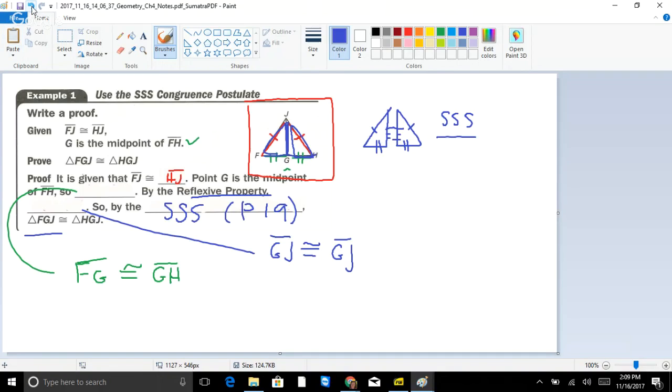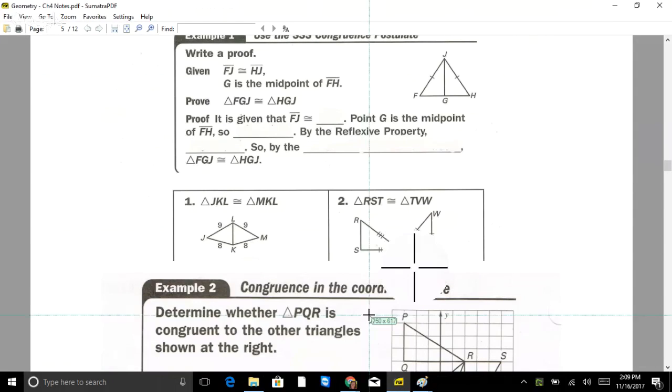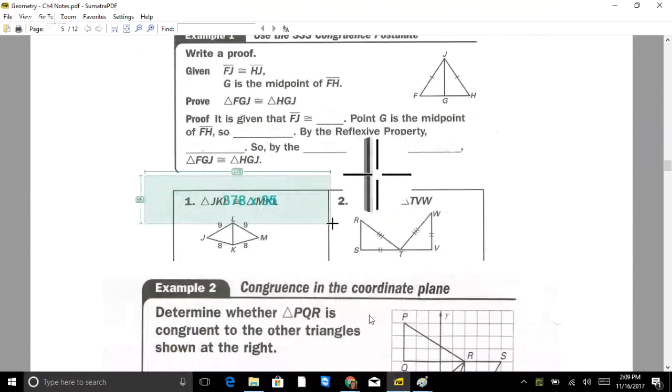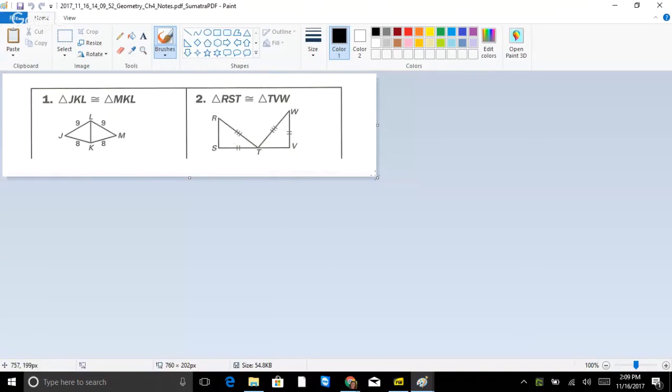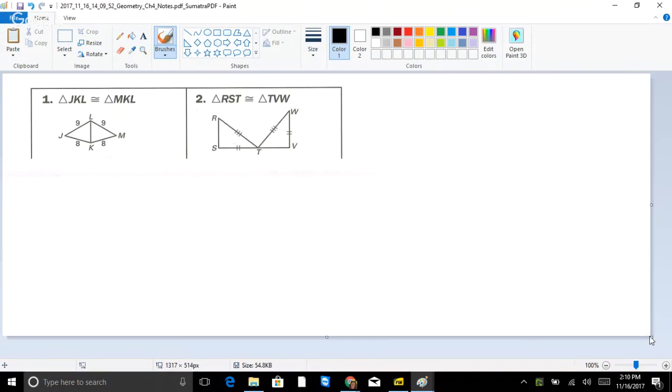Okay, so let's do a couple more examples. Pretty easy, pretty straightforward, right? Okay, here's a few more examples.